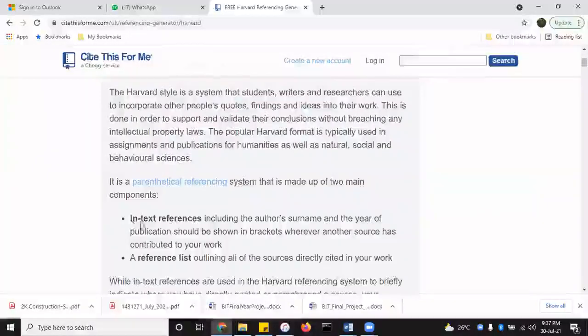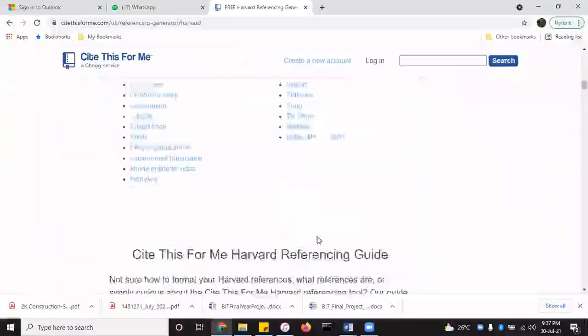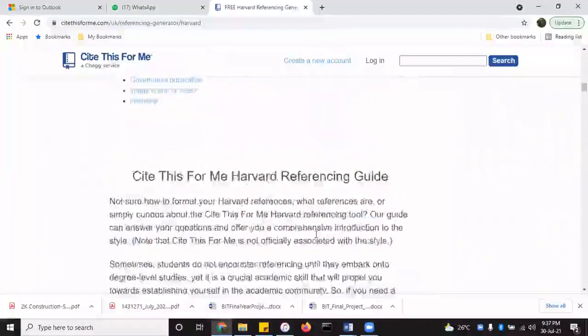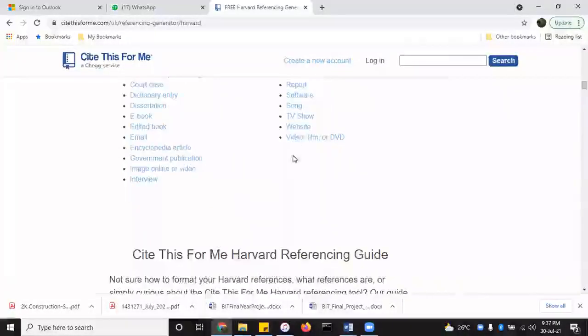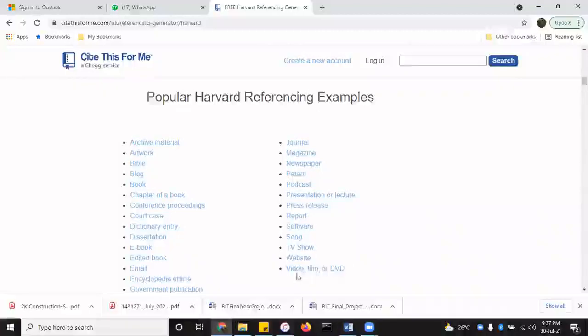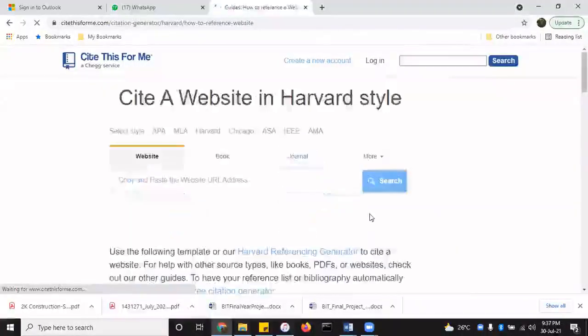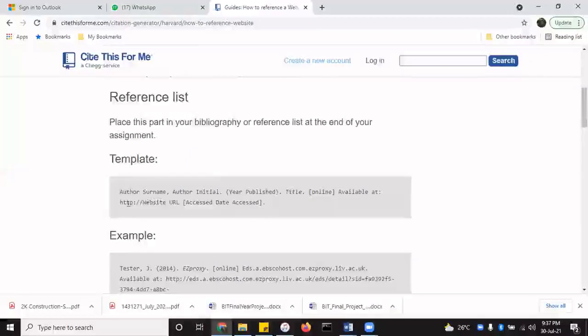There's in-text referencing, and then there's a reference list. Two things. And then you can look up some of them, for blogs, books, chapters of books, conferences, ebooks, emails. It gives you examples for all of them. So let's go to websites. There we go. For websites, this is where you have the reference list itself. These are not in-text references. These are the reference page itself.